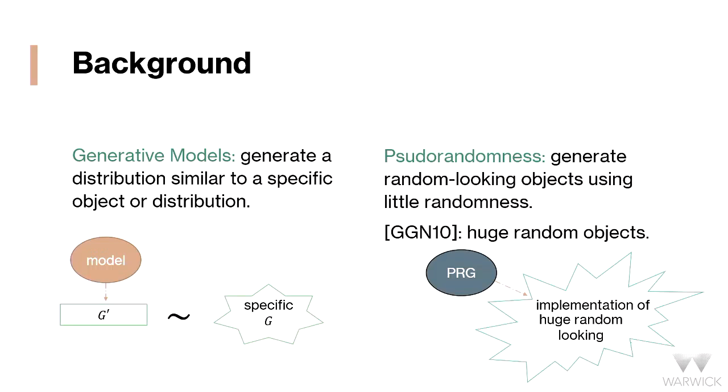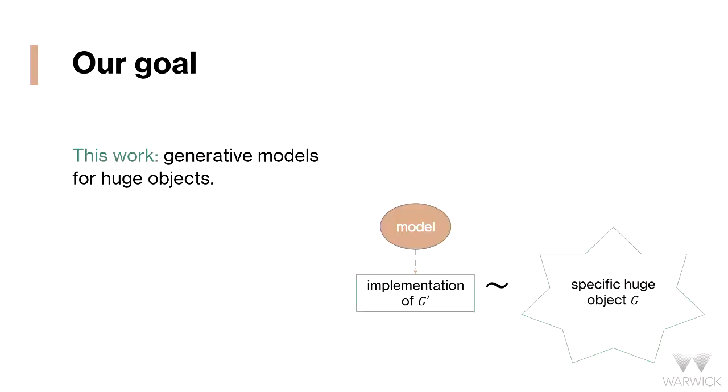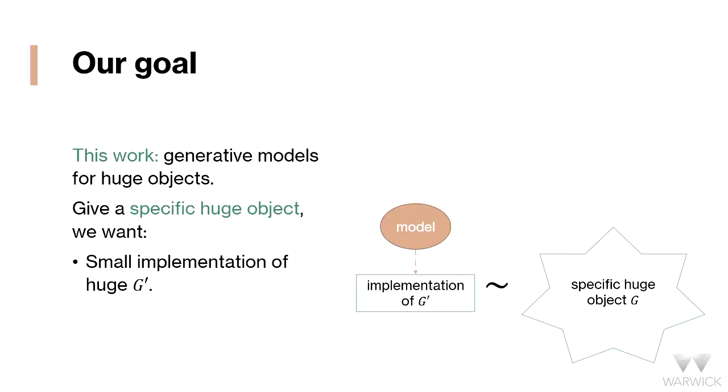And what we're doing in this work, we're combining these two settings and generalizing them. We try to have a generative model that is also in this huge object setting. So this is what we're trying to do. We now have a huge specific object. So we're trying to imitate a specific huge object and not a random object. But this is still huge, so we still need a small implementation. And in our case, the implementation is only going to output random samples and not answer queries. So we want our implementation to be small, and we also want its output to be similar to the huge object we started with.